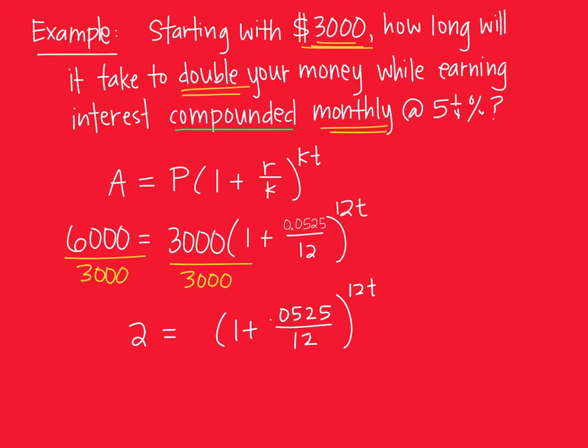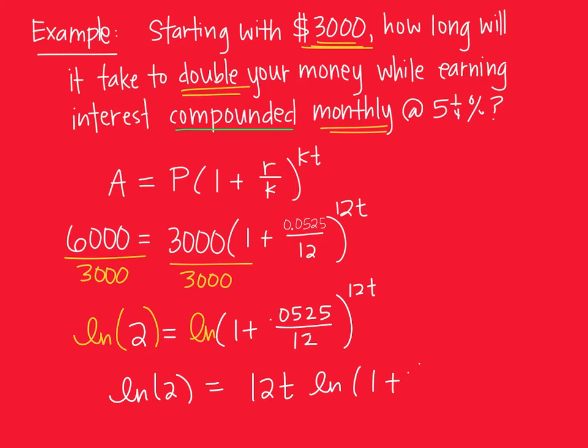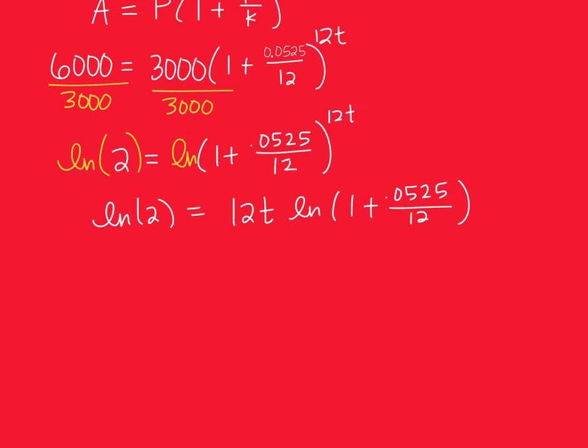That's the whole point. Now we will use an ln in front of both sides, which will pull the 12t to the front of the ln of 1 plus 0.0525 over 12. It's exactly what I want to do. Now that I've pulled 12t to the front, I still want to do some legal math on both sides to help me get my t by itself.